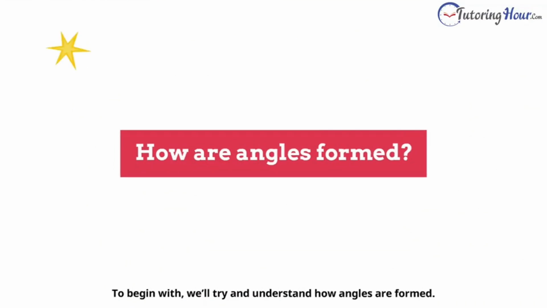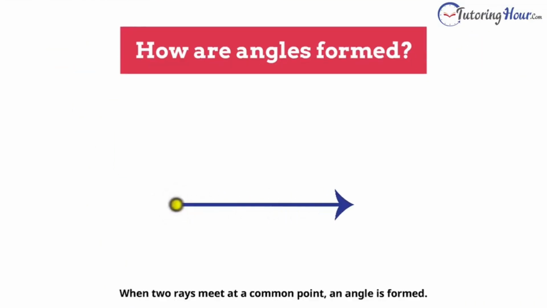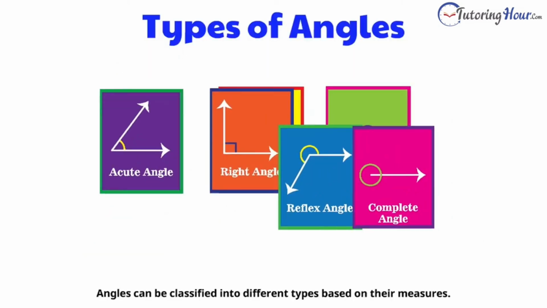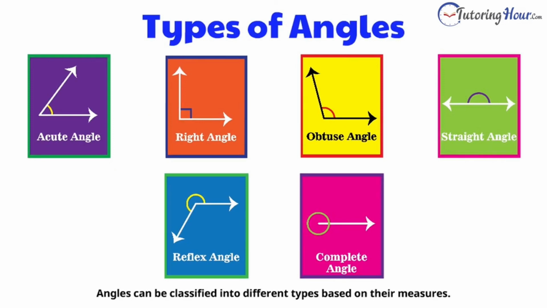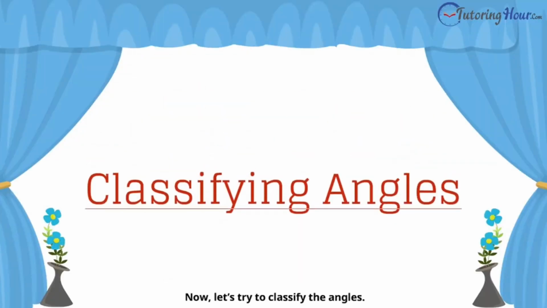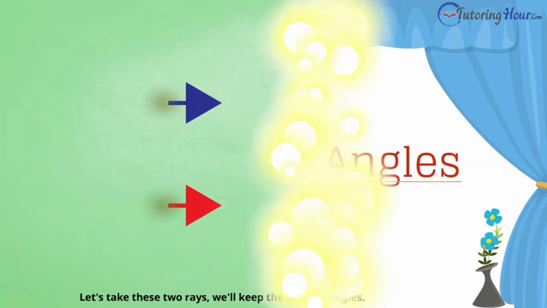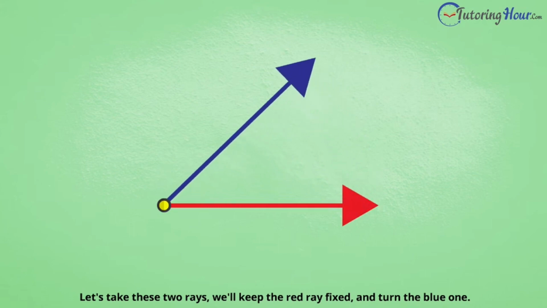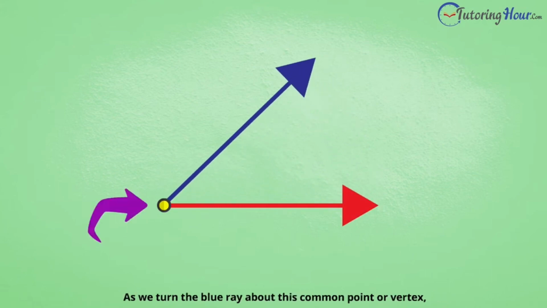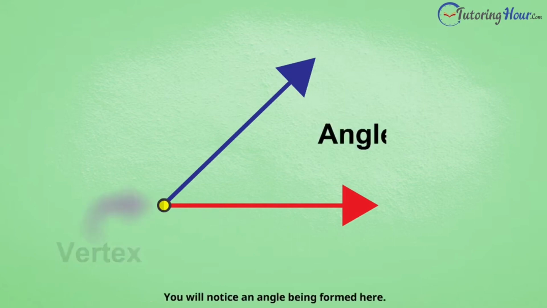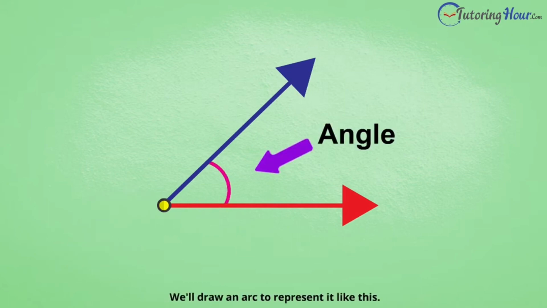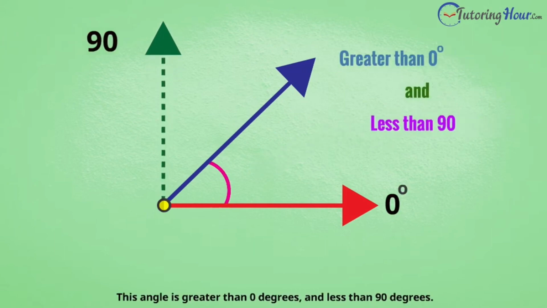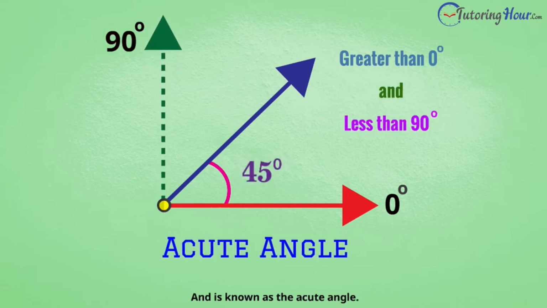To begin with, we'll try and understand how angles are formed. When two rays meet at a common point, an angle is formed. Angles can be classified into different types based on their measures. Now, let's try to classify the angles. Let's take these two rays. We'll keep the red ray fixed and turn the blue one. As we turn the blue ray about this common point, or vertex, you will notice an angle being formed here. We'll draw an arc to represent it like this. The angle is greater than 0 degrees and less than 90 degrees, and is known as the acute angle.